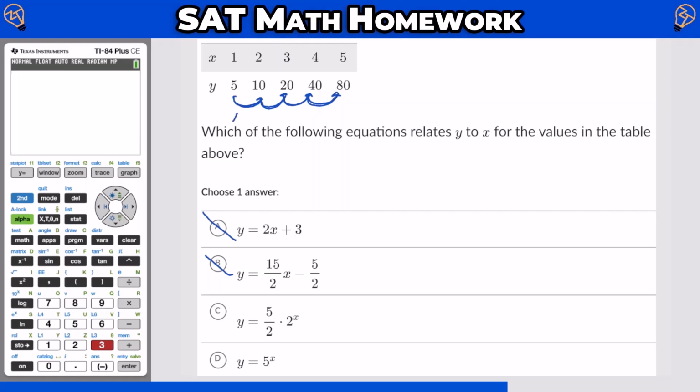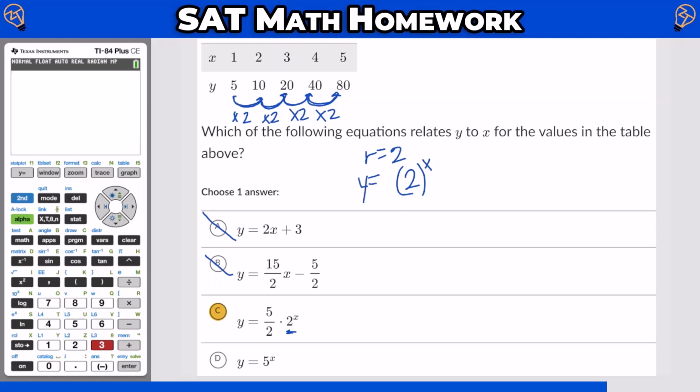Rather, it's multiplying by the same amount every time, by 2. So that is the common ratio, and that means it's something times b to the x. So the x should be raised to the 2 value, which is the common ratio, and that's consistent with C. So we could choose that option and move on.